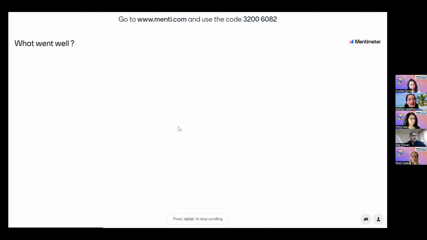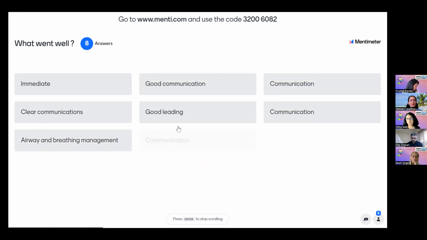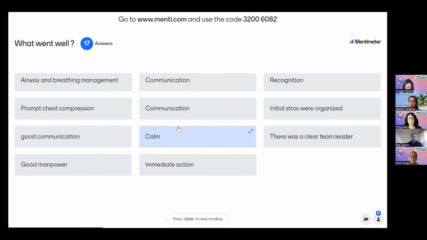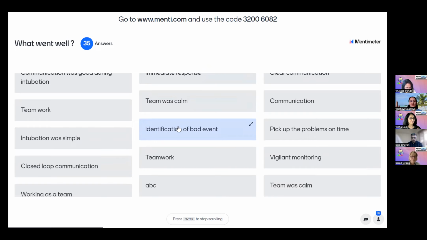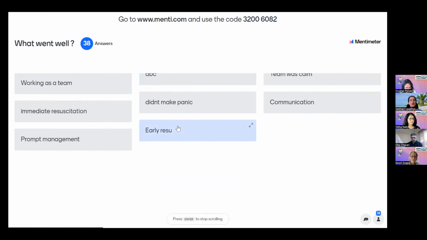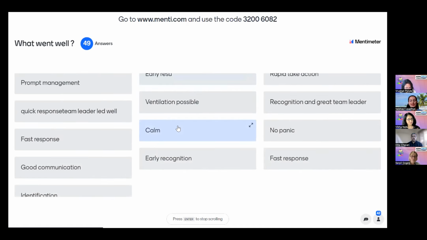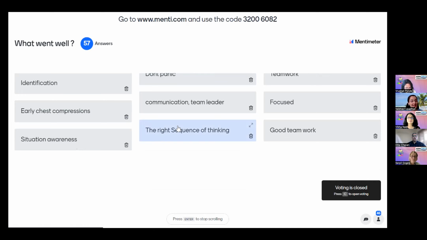So let's look at what went well. For the morale of the team, it's important when we debrief to look at what things we really got right, even if it was a crisis. There was good communication, the airway and breathing management, yes, prompt chest compressions, the team leader was calm, there was a clear team leader, brilliant, one person leading. There was no panic, they were thinking as they were going. Ventilation was possible with bag mask, yes, that's our rescue. All right, in the interest of time, I'm going to take you to the next slide.